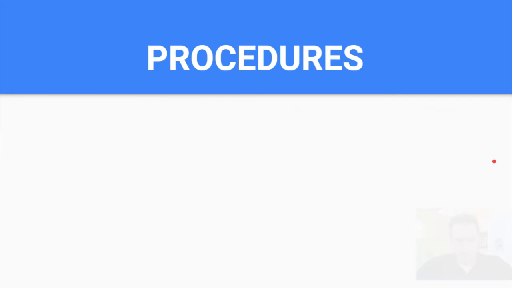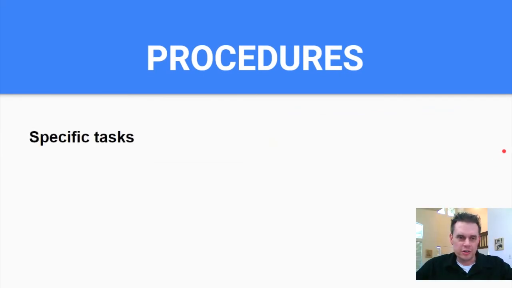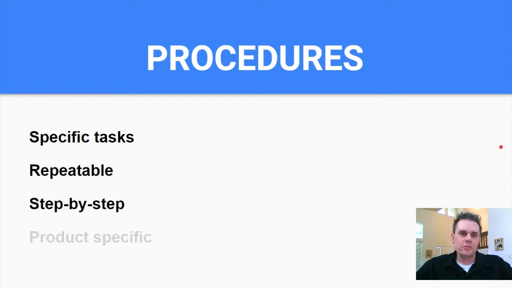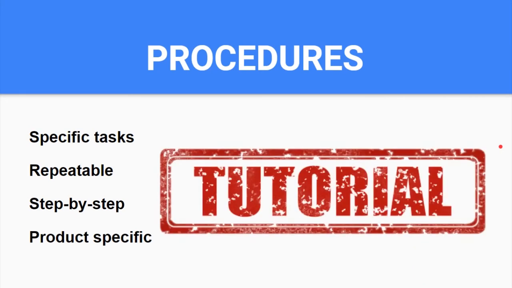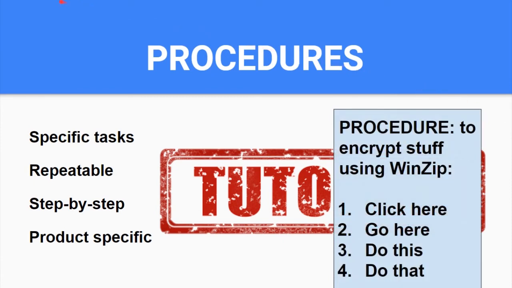So, what is a procedure? A procedure is a specific task. It's repeatable and it's step by step. These can be product specific or technology specific. The best way to think of this is like a tutorial. You go on YouTube and type in how to do something, and you'll get a step-by-step process based on whatever it is that you search. If we continue with our encryption example, the procedure is to encrypt stuff using WinZip. You're going to click here, go there, do this, do that, put the file in there, click AES, then click 128, and so on and so forth.